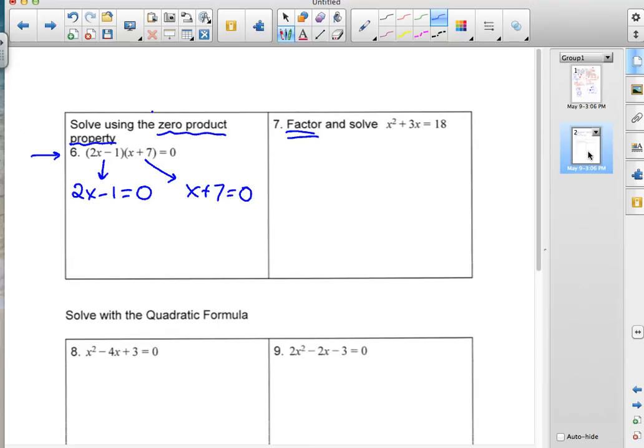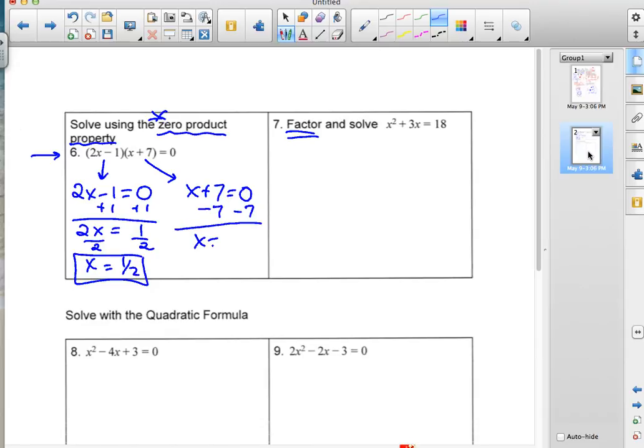The zero product property says that if one of those is 0, the whole thing ends up being 0. So to solve this, we would add 1. That means 2x has to equal a 1. Then we could divide out the 2 and get x being 1/2. For this one, to solve for x, we would have to subtract a 7. So we end up with x being a positive 7. We get 2 solutions, 1 for each factor.